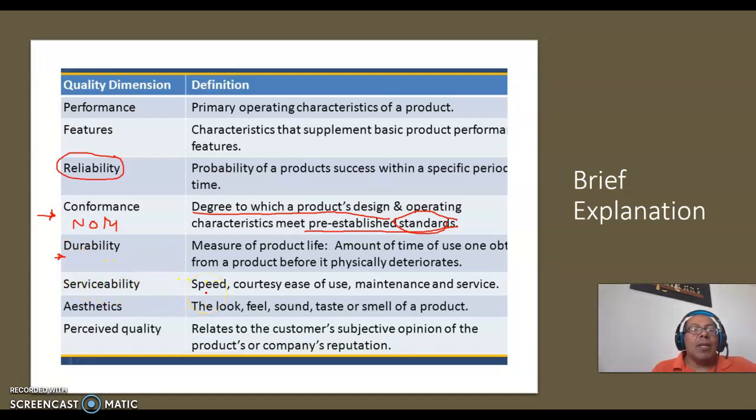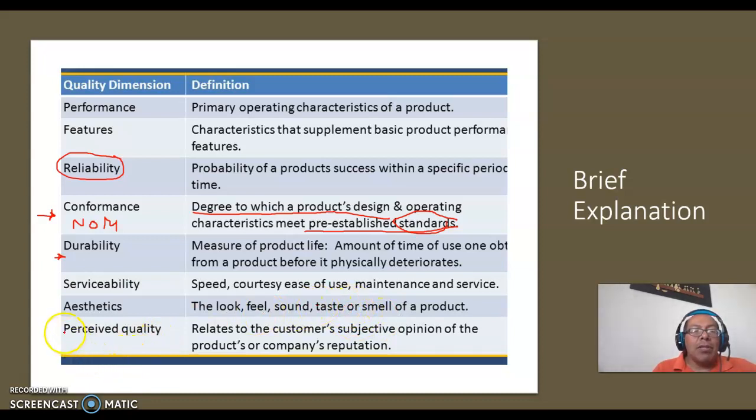Serviceability. Remember, we're defining the value of a product. Serviceability is what is complementing that product, such as the maintenance service, the speed of the service, the courtesy, the ease of use, the intuitive or friendly design that they have. That's serviceability. Aesthetics. Aesthetics is more about the senses and the impact on the senses from the product. It talks about looks, feels, sounds, taste, or smell of a product.